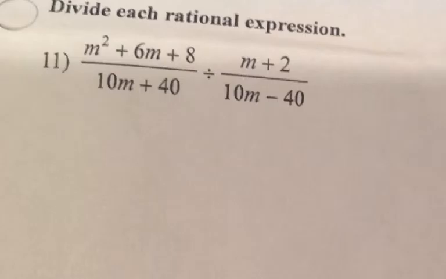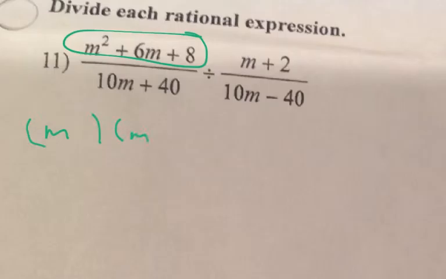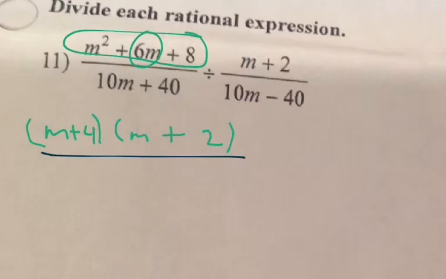Okay, so hopefully when you saw that, you knew you were going to FOIL backwards. So you would have done m times m. 4 times 2 is 8. Plus 4 plus 2 is plus 6. It's simply done, right? And when you did the denominator, hopefully you recognize the 10 as your GCF. So you should have gotten 10 times m plus 4, because 10 times m is 10m. 10 times 4 is 40.